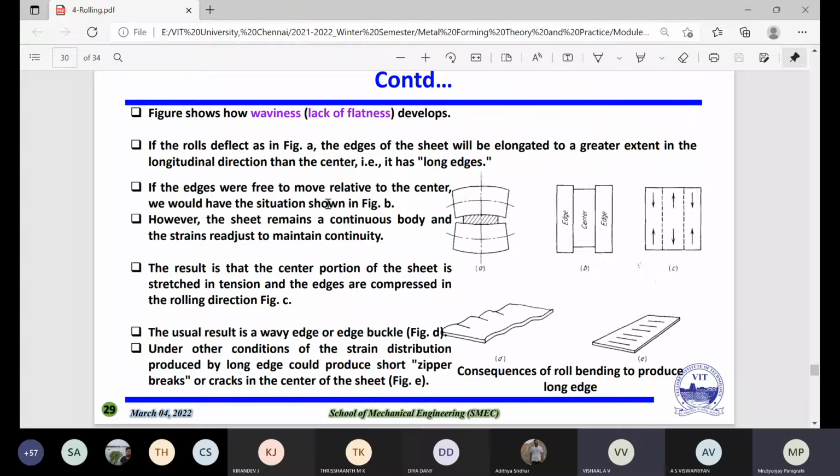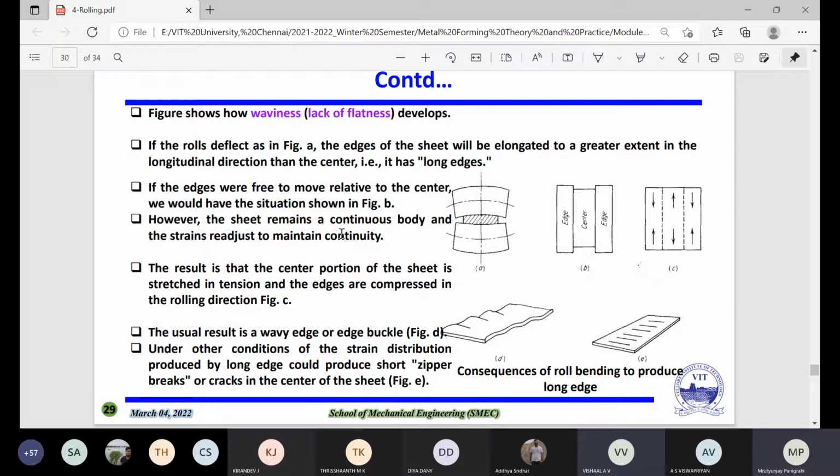Okay, so if the edges were free to move relative to the center, we would have the situation shown in B. Okay, so that means if the edges are free to move, you will find some elongated surface on the edges on both sides, and the center will be like this.